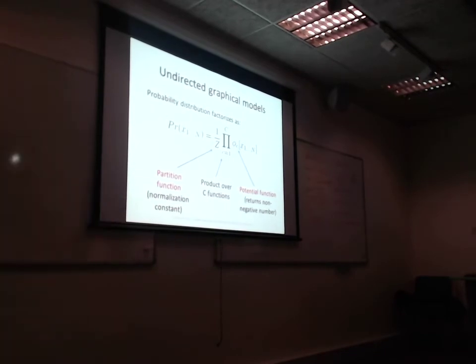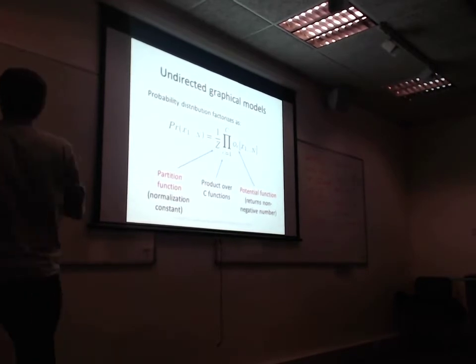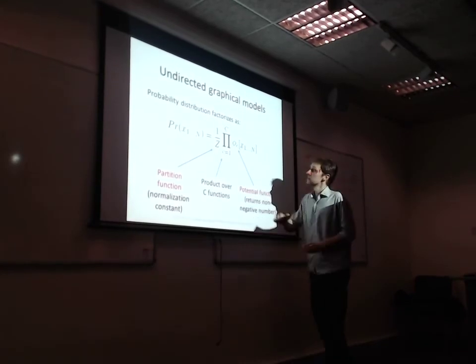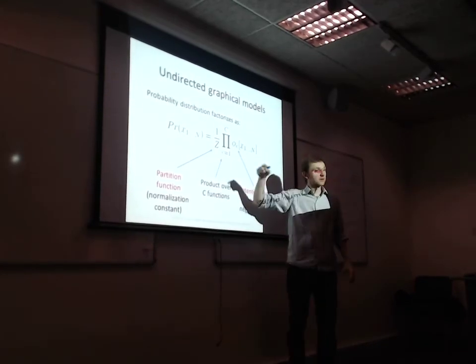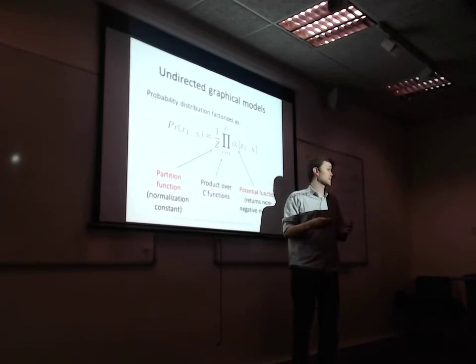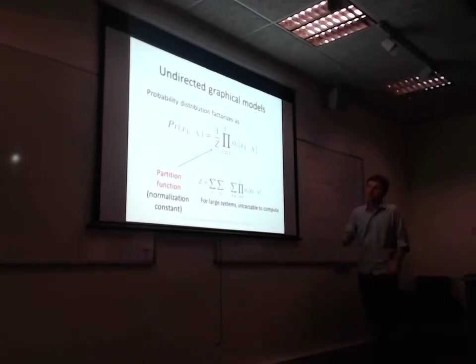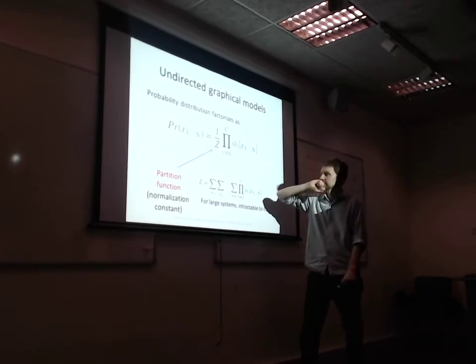So let me just write it right here. Potential. All right. C is the number of sets or cliques that we're going to worry about. I'll introduce the word cliques in just a moment. But then let me explain Z here.